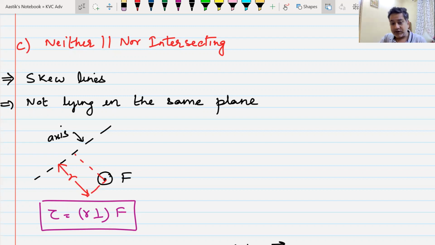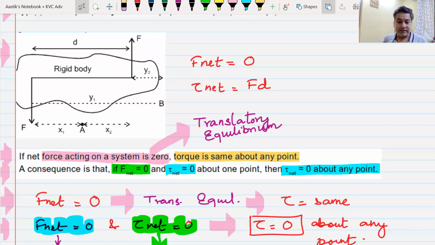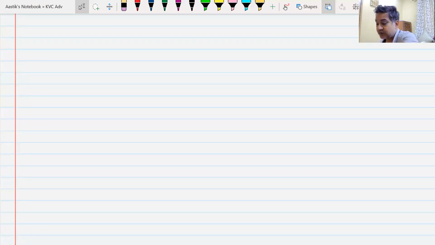We had seen couple, and we had seen that when a couple is acting on a body, the net force acting on the body is zero, but the torque is not zero. And how much is the torque created by the couple? The torque created by a couple is F, one of the forces, multiplied by the distance between the two forces. And then we had seen the concept of equilibrium, and that is what we are going to start our proceedings with.